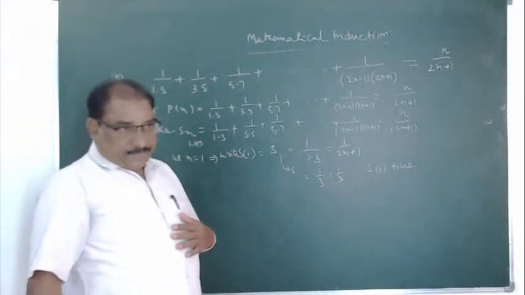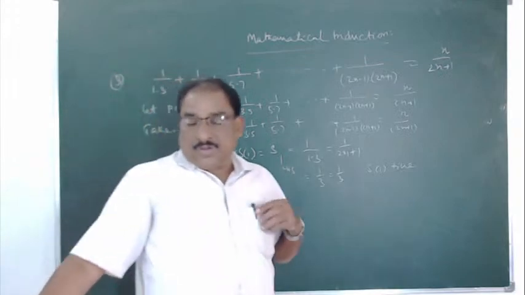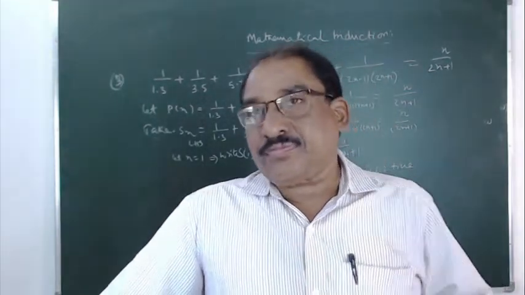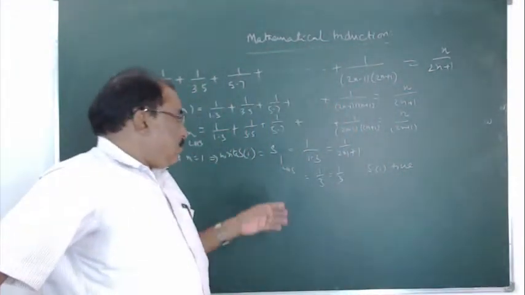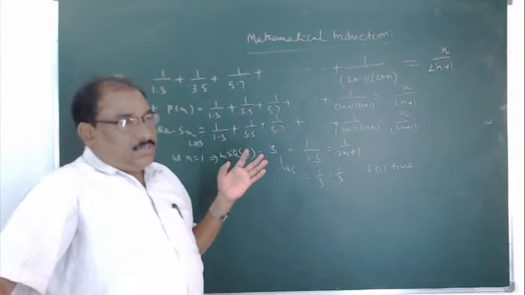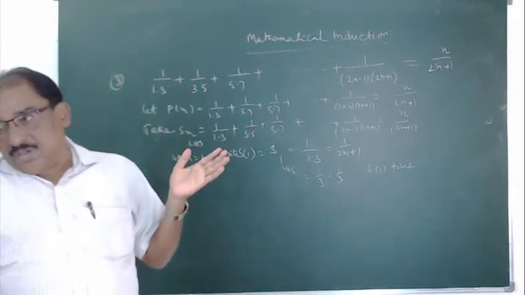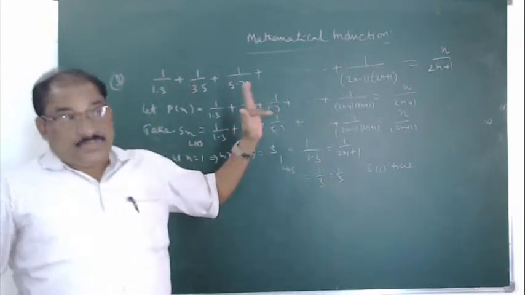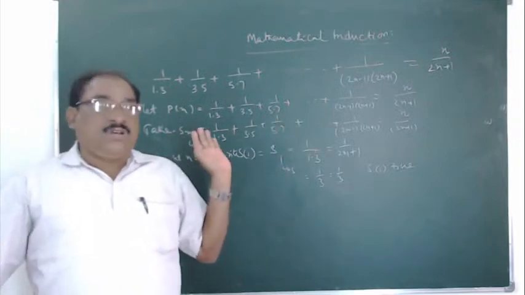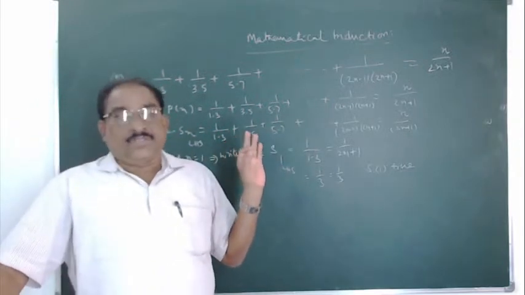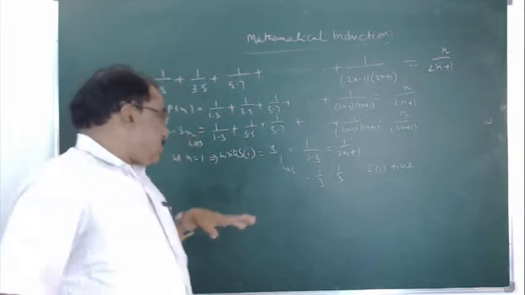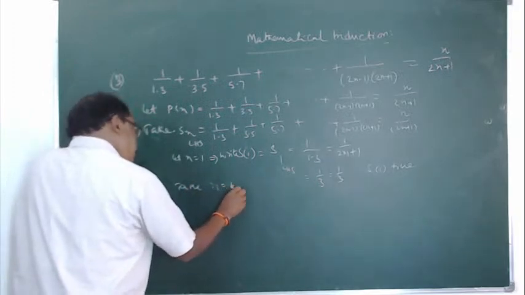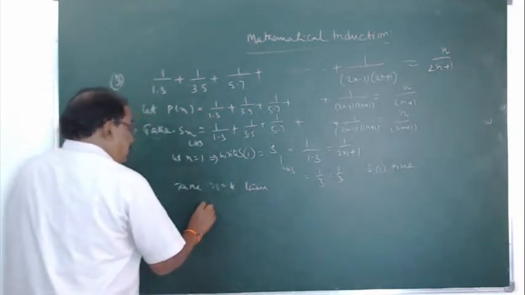Next, you go to the second step. What is the second step? Inductive hypothesis. The first step, the base of the induction, is that this is true for n is equal to 1. And the second step, what is the second step? Inductive hypothesis. That is, k greater than or equal to 1, P of k is true. Yes. Take n is equal to k. Then, Sk.